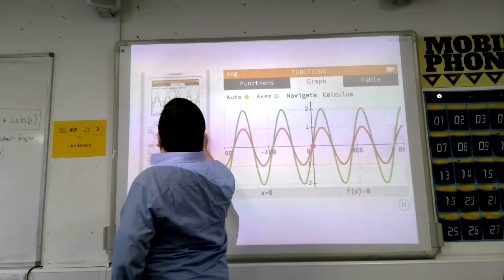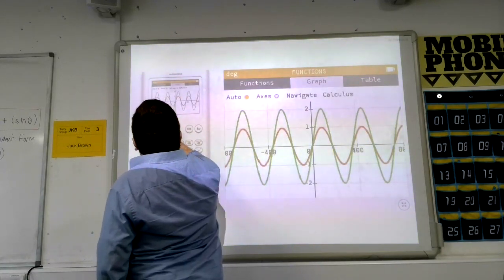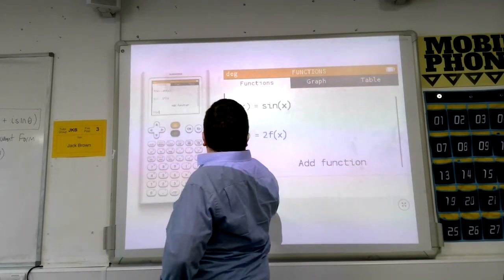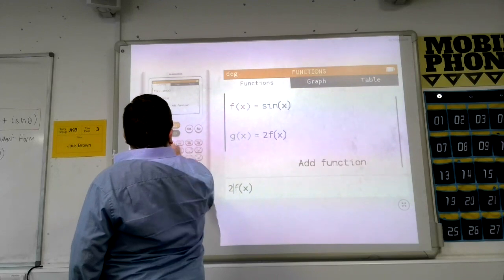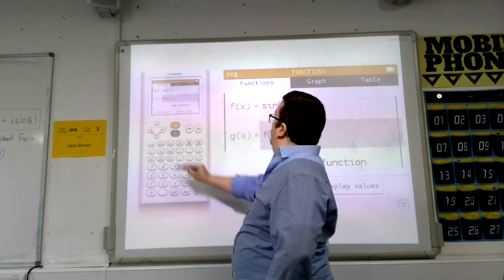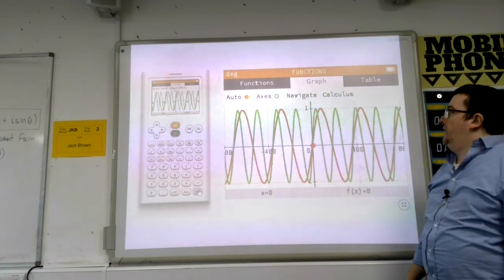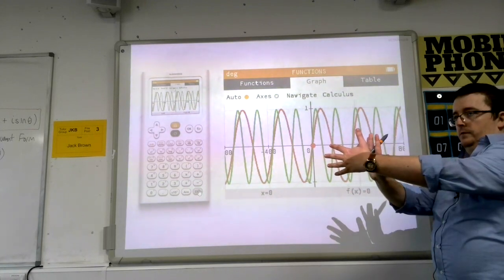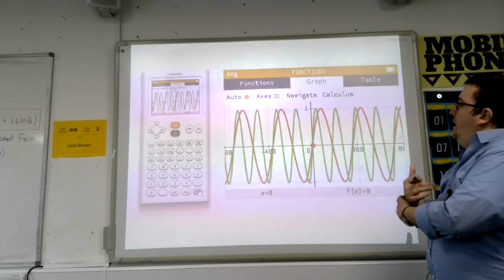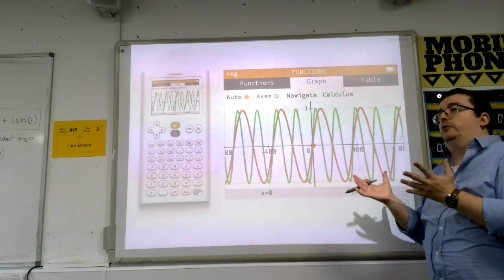You can go back and I could have gone here and instead done f of 2x. And I can see that it's been stretched factor 1/2 parallel to the x-axis. So yes, you can do graph transformations on it and see what has happened to those graphs.